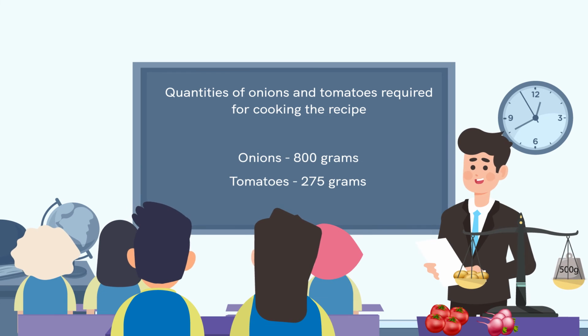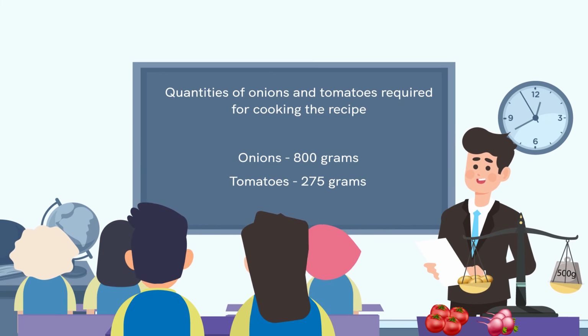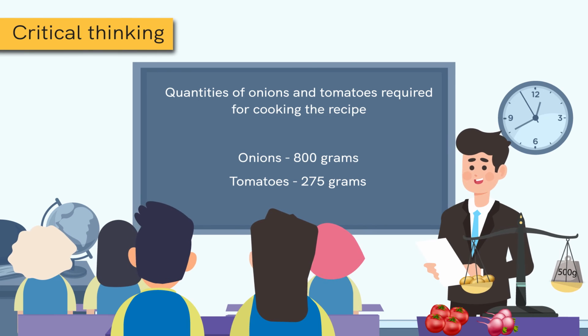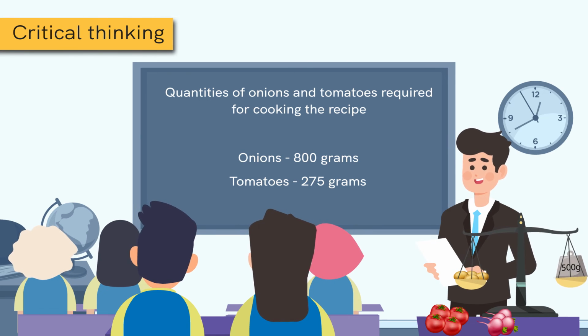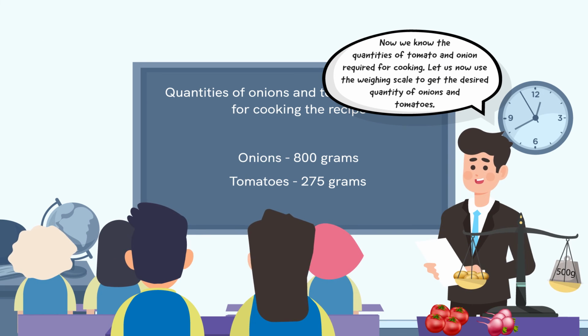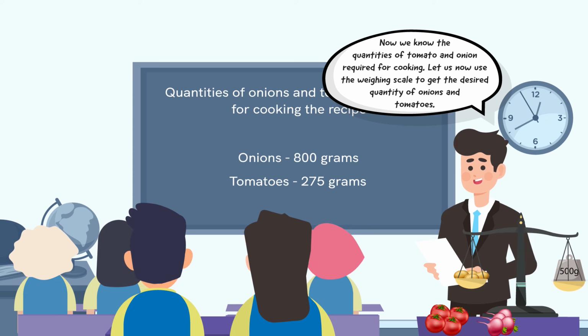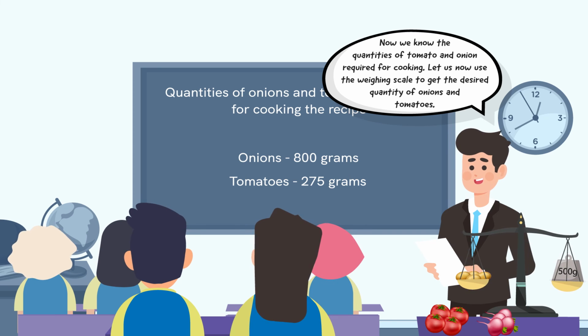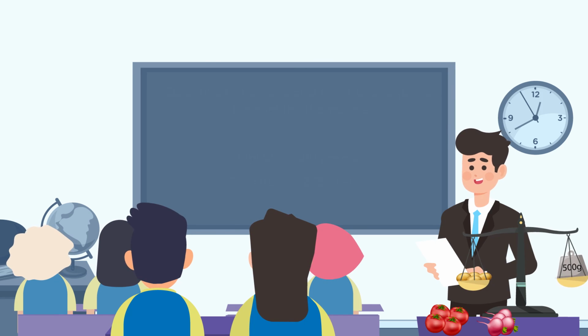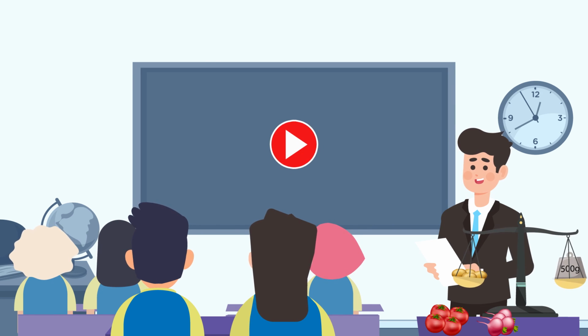In bringing an activity like cooking to the lesson, the educator can inculcate the core life skill of creative thinking. Summarize by stating that, now we know the quantities of tomatoes and onion required for cooking. Let us now use the weighing scale to get the desired quantity of onions and tomatoes. Let's explore more of this activity in our next video.